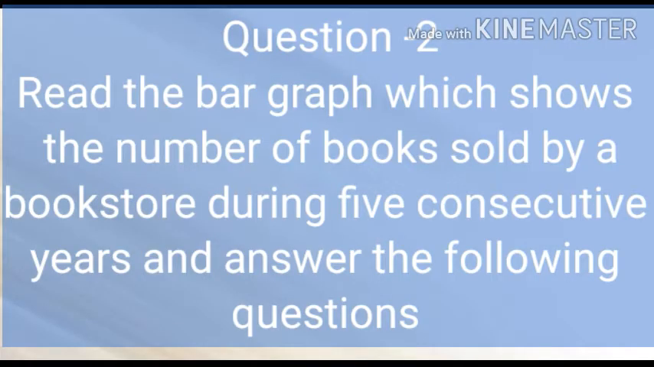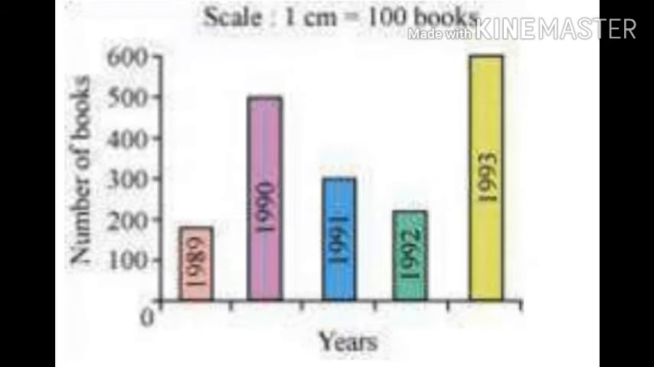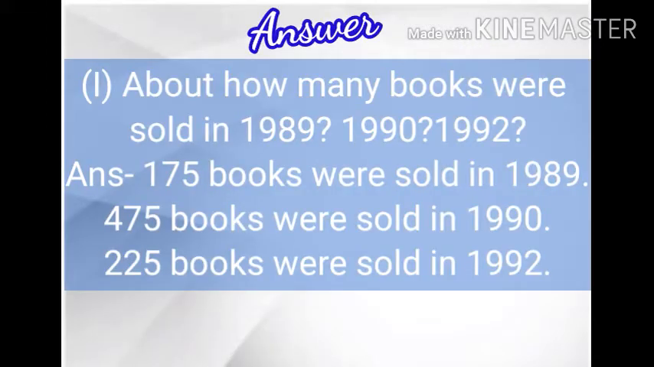Read the bar graph which shows the number of books sold by a bookstore during 5 consecutive years and answer the following questions. Students, you can see the bar graph. In 1989, 170 books were sold, and in 1990, 475 books were sold, and in 1992, 225 books were sold. Okay. About how many books were sold in 1989, 1990, 92? About 175, 475, and 225 books.